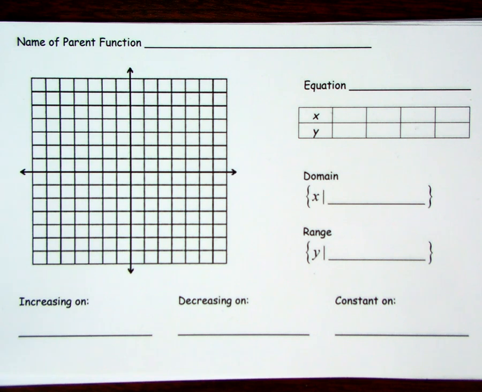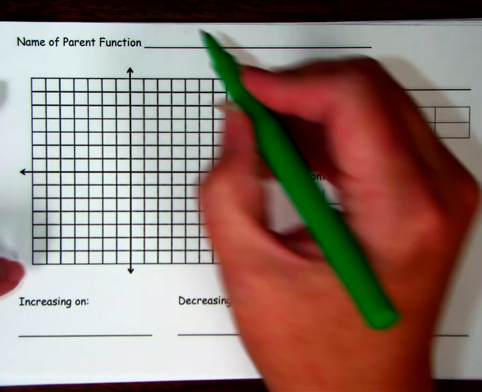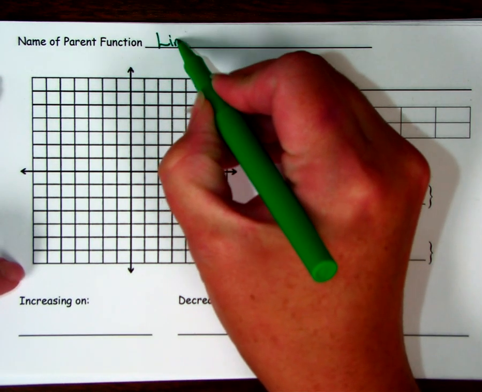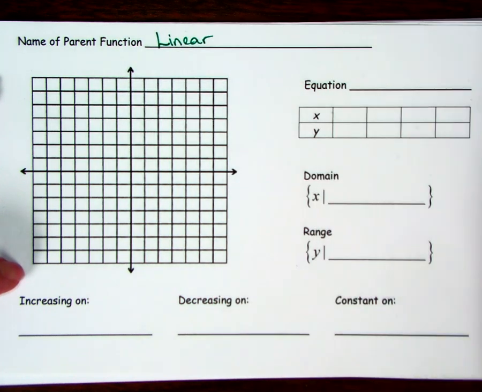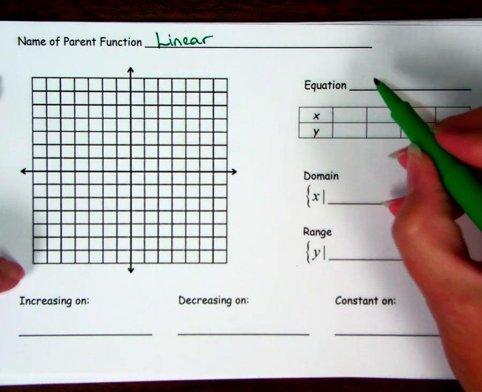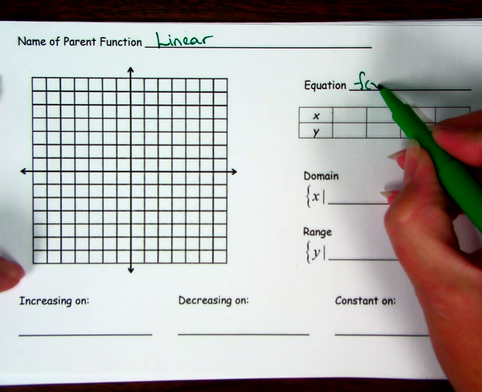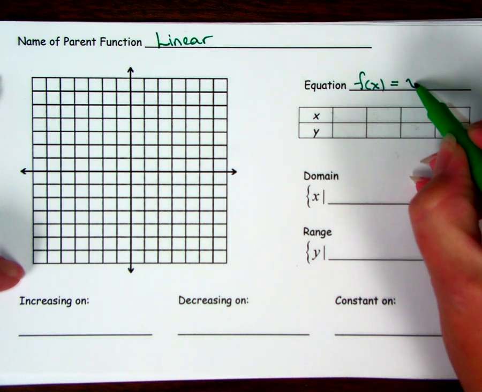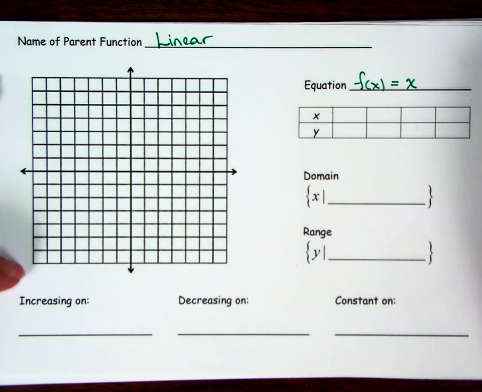We're going to be looking at the linear parent function in this video. The name of this parent function is linear. The equation of the linear parent function is f of x is equal to x. F of x, as we know, is the same as y, so really this says that y is equal to x for all x's.